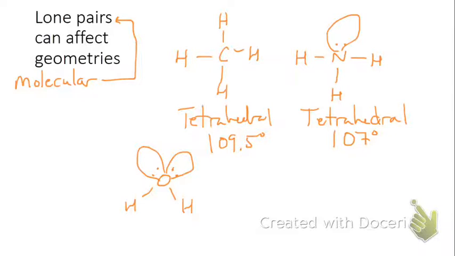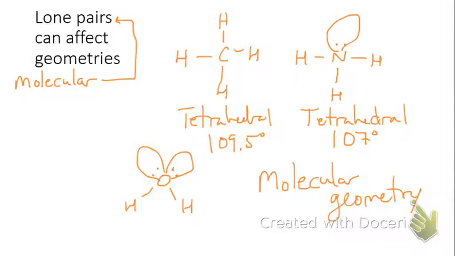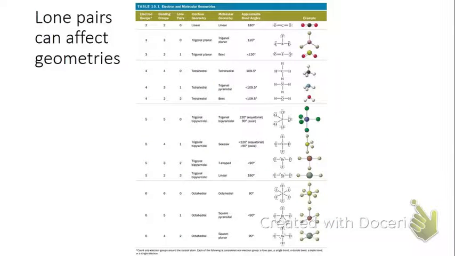So what we've come up with is something known as molecular geometry. So, molecular geometry, we can see again on this table 10.1. And so let's say we have 3 electron groups, but instead of all 3 are bonding, we have 2 bonding with 1 lone pair. The electron geometry is still trigonal planar.